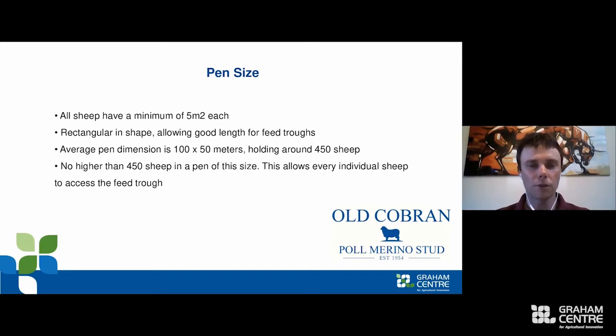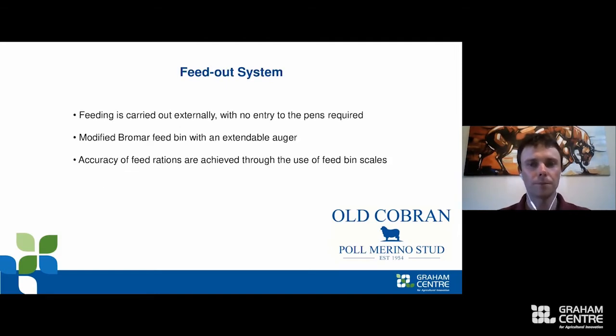For a pen that size, you could actually have more sheep in there, but we're restricted by having enough bunk space or trough space per animal. Feed out system. All the feeding of the pens is carried out externally, so there's no need to drive in the pens or open and shut gates. We've just got a modified Bromar feed bin with an extendable auger on an A-frame, with a flexi pipe off the end of it that bends and moves over the fences. The only thing you need to do is get out of the vehicle to start the auger itself.